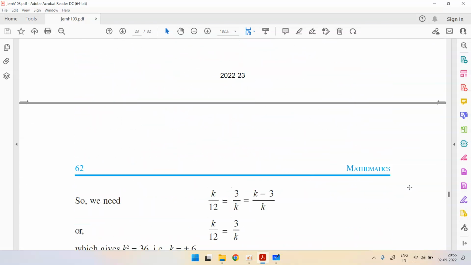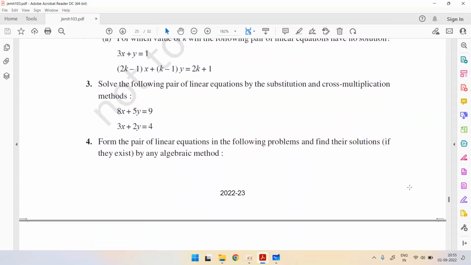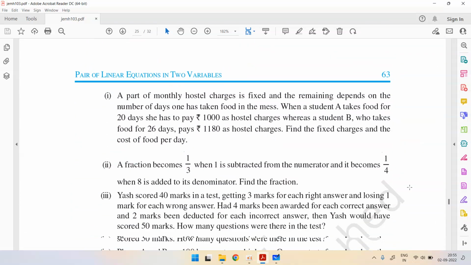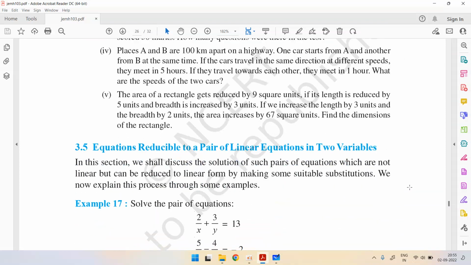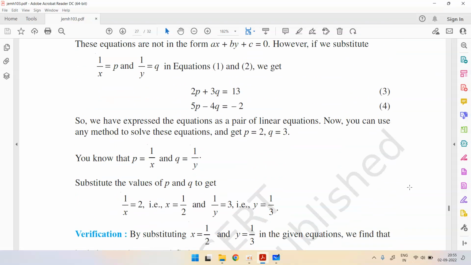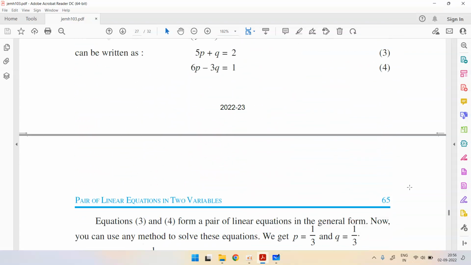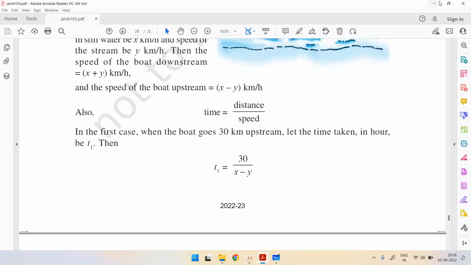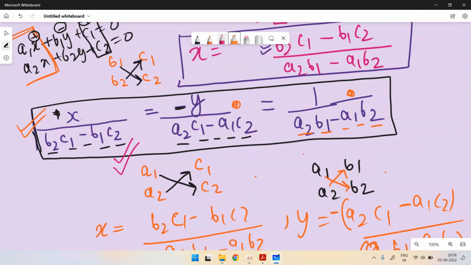Cross multiplication method. Yes, I have told this. I have also told this topic, if you need to solve a pair of linear equations. Now one more thing that's important for you.